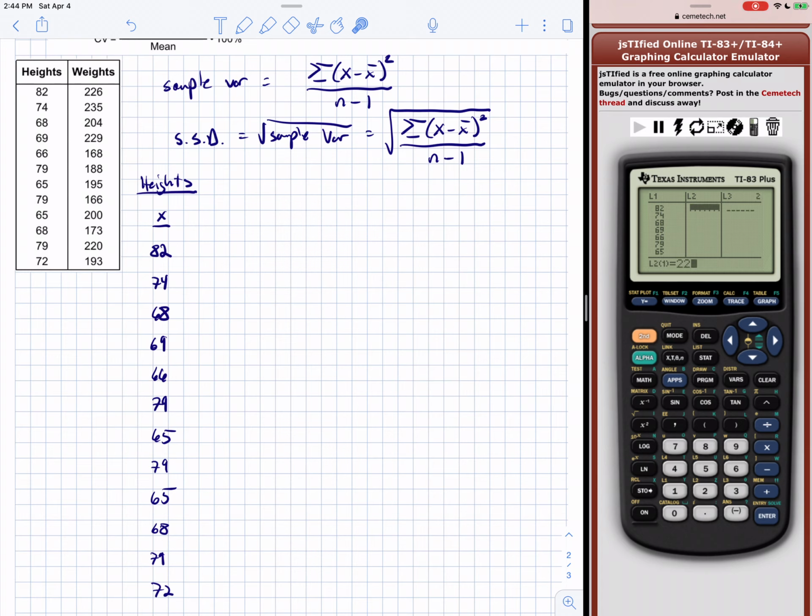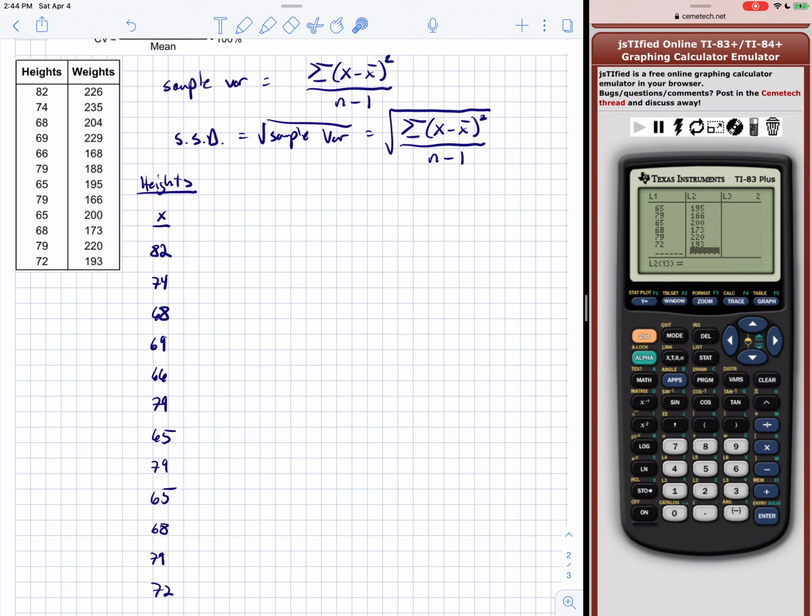I'm going to go ahead and type in this other one as well. 226. Oh, that's not a 6. 226, 235, 204, 229. That's not a 9. 168, 188, 195, 166, and then 200, 173, 220, 193. Okay.